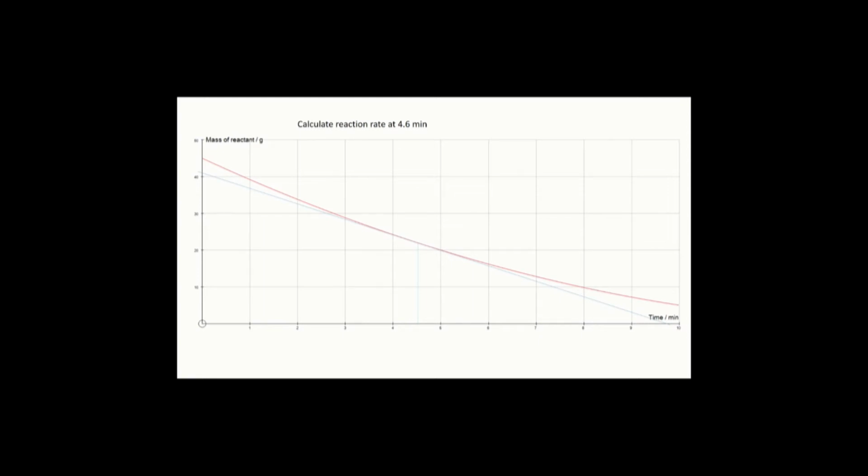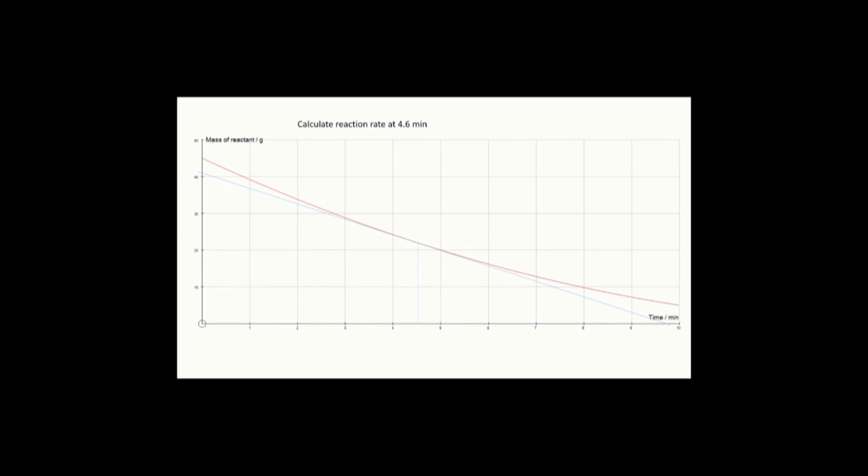Now, if I was to plot that on there like this, then the gradient of the blue line is the gradient of the tangent, and the gradient of the tangent is equal to the gradient of the red line at the point where the tangent touches the red line, which is 4.6 minutes. So if I've drawn my tangent on in the correct place at 4.6 minutes, so that's the only point touching the red line and the blue line, then the gradient of the blue line is going to be equal to the reaction rate.